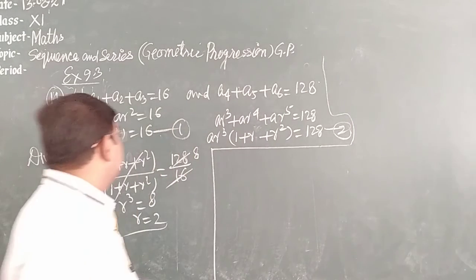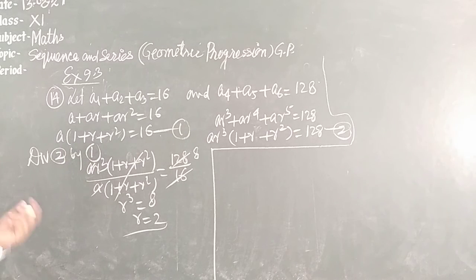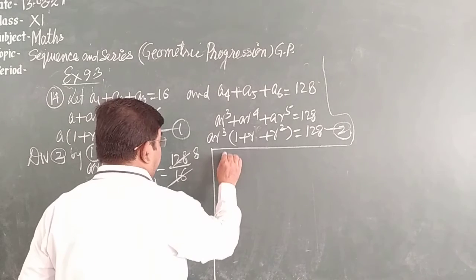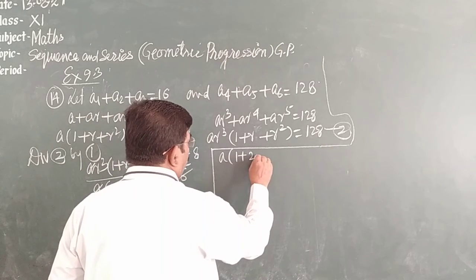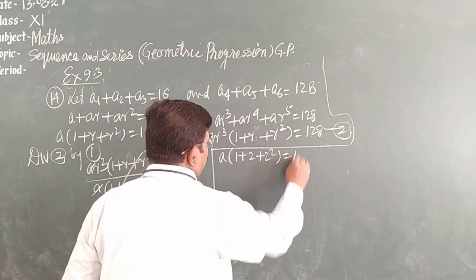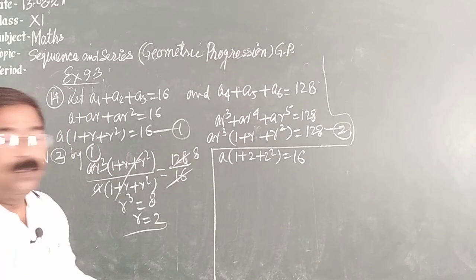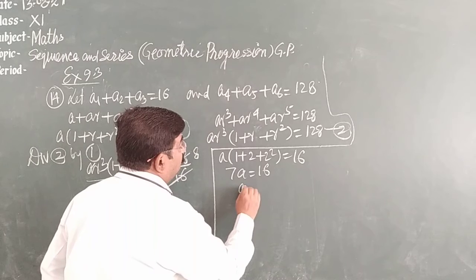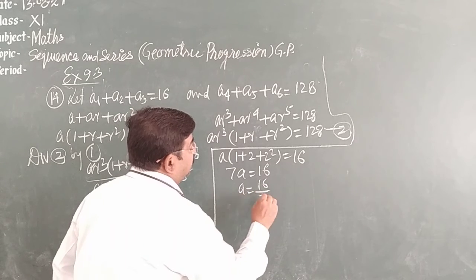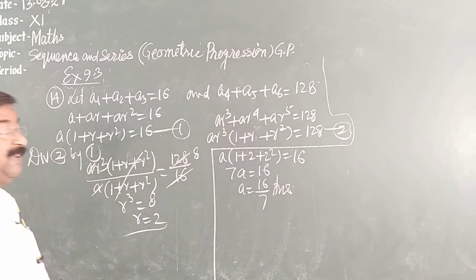How to find A? Simply put the value of R in equation number 1 or equation number 2, and we can get the value. Let's see. We have A into 1 plus 2 plus 2 square is equal to 16. 4 plus 2 plus 1 is 7. We have 7A is equal to 16. So A is equal to 16 upon 7. We have this answer.